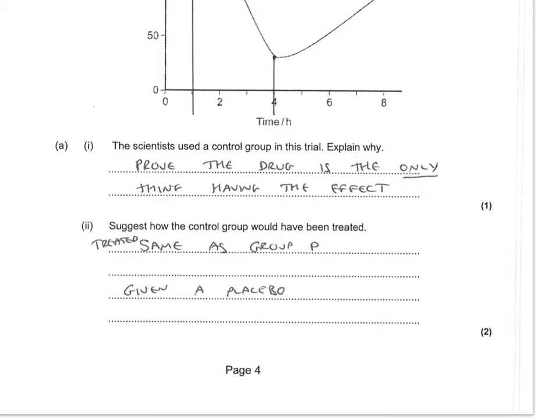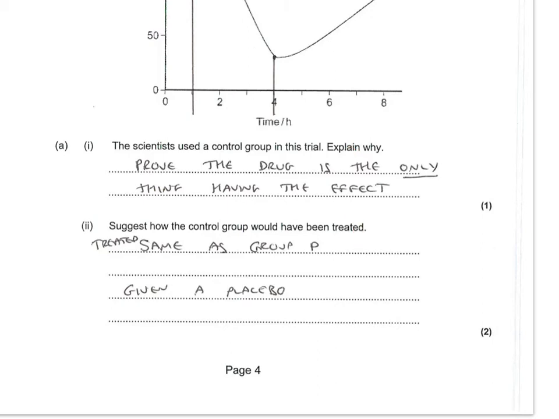So if it's a drug, they're given a placebo. If it's an enzyme reaction, they'll use boiled or denatured enzyme instead to prove that that's what's having the effect. So it's a standard answer, control group answer. Both parts, very, very common.